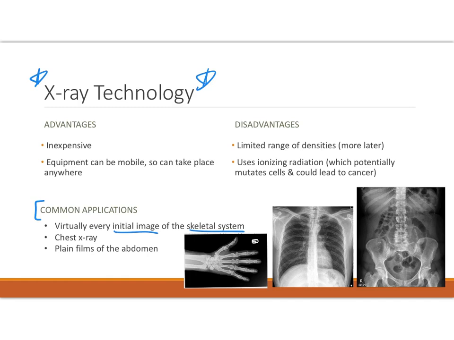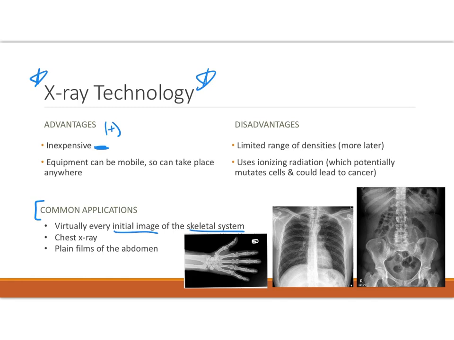We also use these oftentimes to do chest scans initially, and sometimes abdominal scans, depending on what we think might be wrong. Now, X-rays are good because they are cheap, like I said, and because today the equipment is pretty simple, so it can be mobile. You can basically take an X-ray machine anywhere you go.